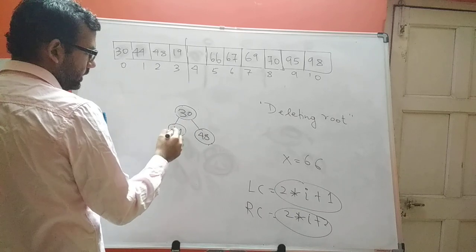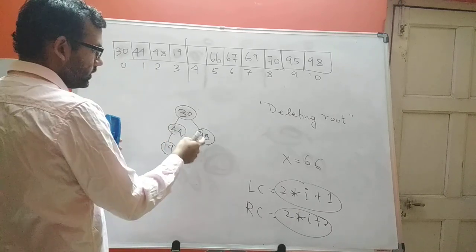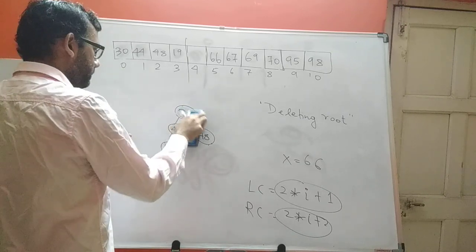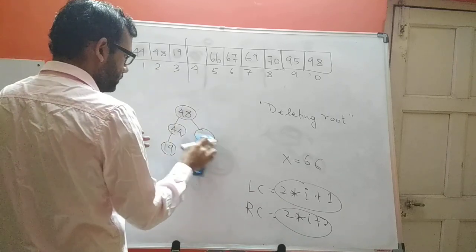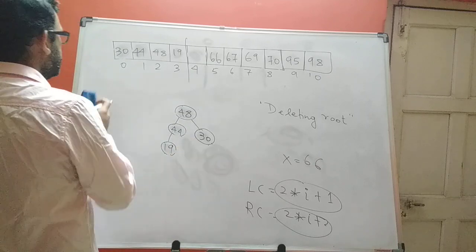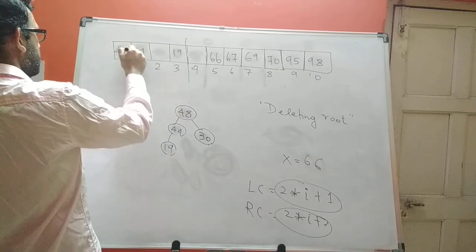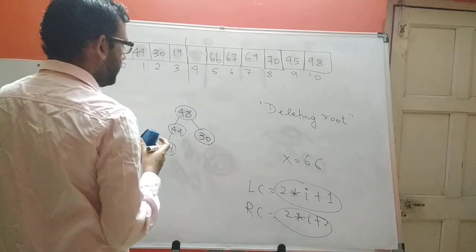Now again, here I don't have 55 anymore, I have 30. Now I'll check. The two children of 30 are 44 and 48. Which is greater? 48 is greater. So I'll check 48 with 30. Is 48 greater than 30? Yes. So I'll swap it. So 48 comes here and 30 goes here. Now 30 is a leaf node, so no more comparisons are required.